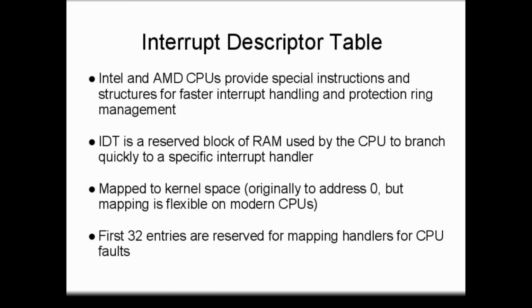This IDT is mapped into kernel space, which was originally beginning at address 0, but this mapping is actually flexible with modern CPUs and can be mapped into other parts of the memory space. The first 32 entries of the IDT are actually not used for interrupts per se, but are used for CPU fault handlers, and then the interrupt vector table part of the data structure begins after the CPU fault handler table.